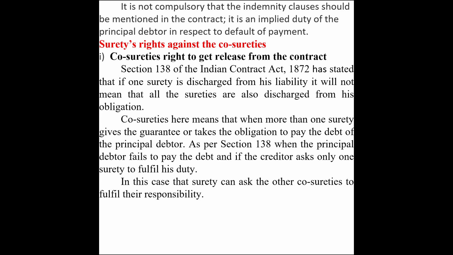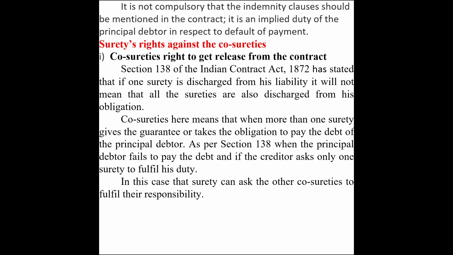So what this means is that you are getting relief, you are getting freed from the contract. How can that be made possible? As per Section 138 of the Indian Contract Act 1872, the surety may discharge his liability. Co-sureties means that when more than one surety gives the guarantee to pay the debt of the principal debtor. A co-surety is a person other than the surety who may get the responsibility to pay the debt. This is called a co-surety.